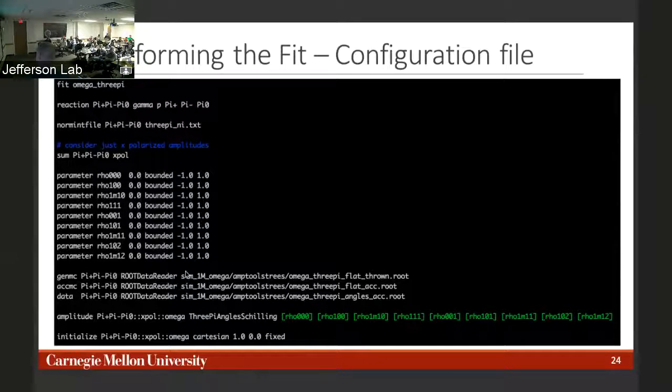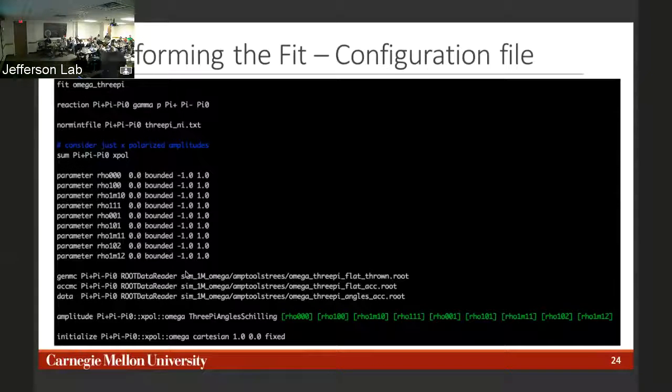And then there are, like I said, we need these 3 files. You have some generated Monte Carlo, accepted Monte Carlo, and data. So here there's this already pre-existing data reader. This is all stuff that's already been developed for GlueX, and then these are the names of the files that are going to go in. And these are all in that AMP tools format where you just have the 4 vectors.